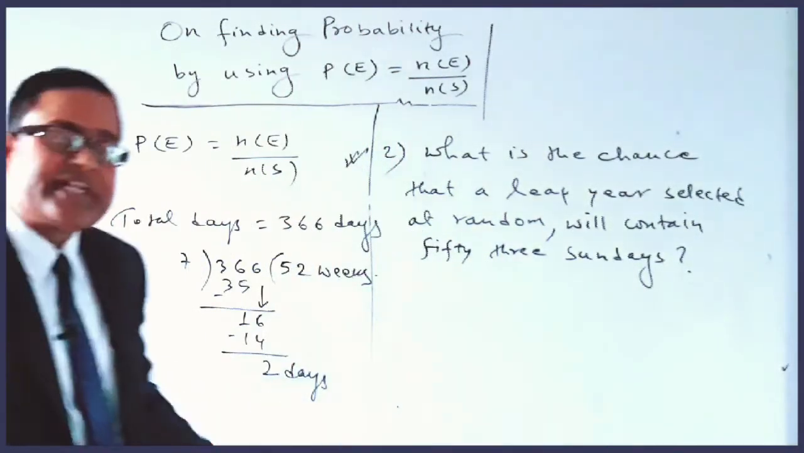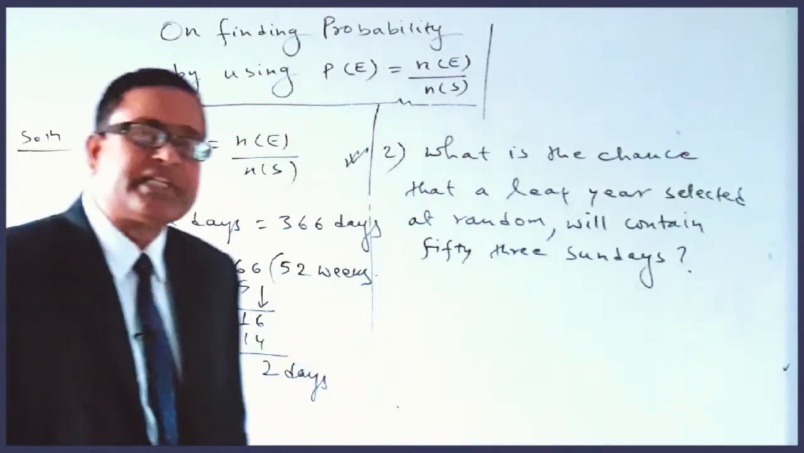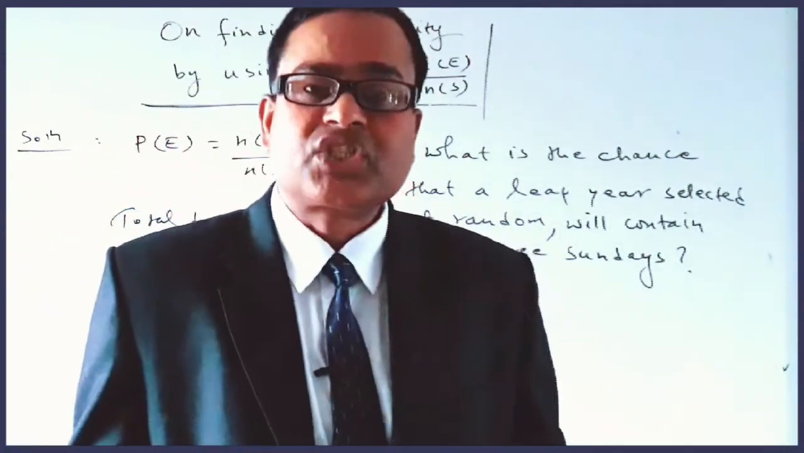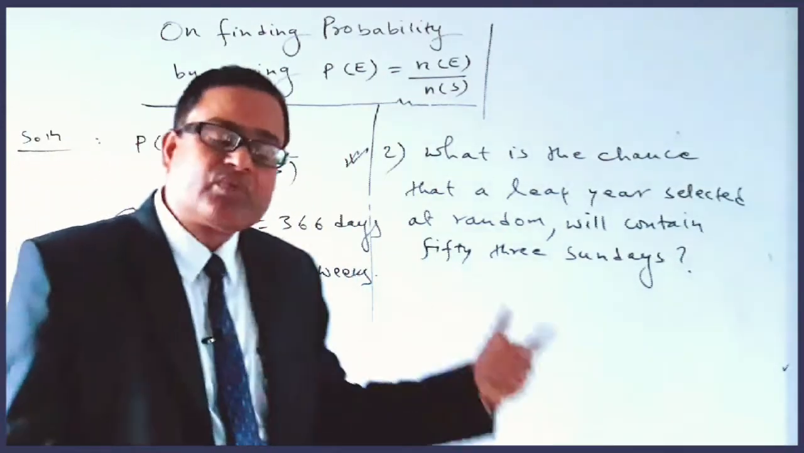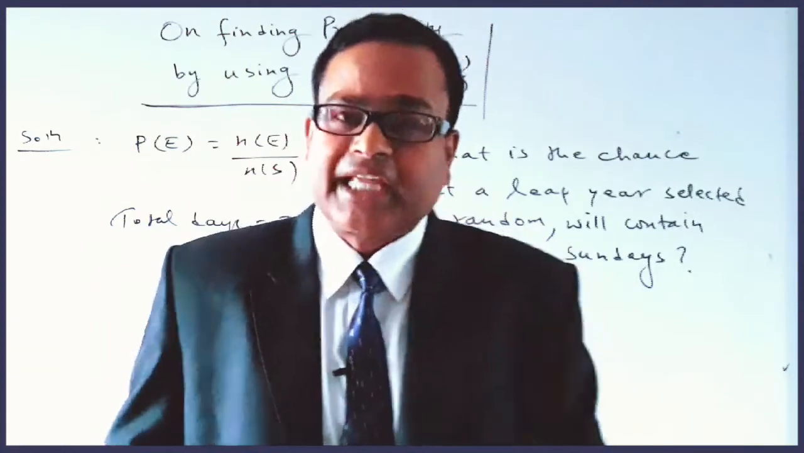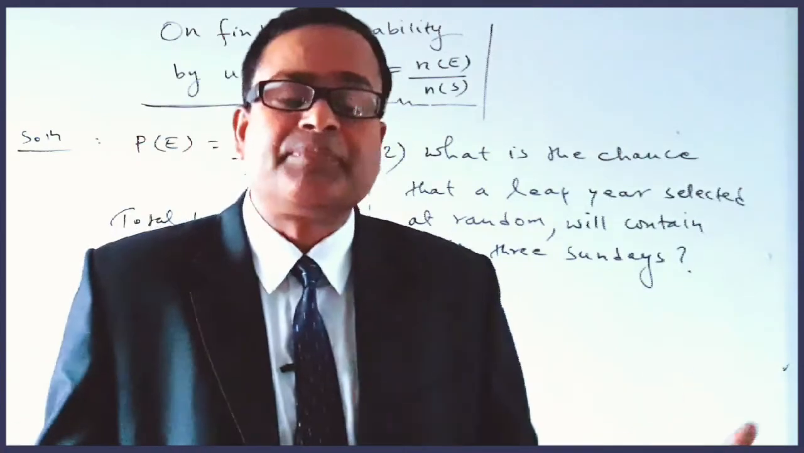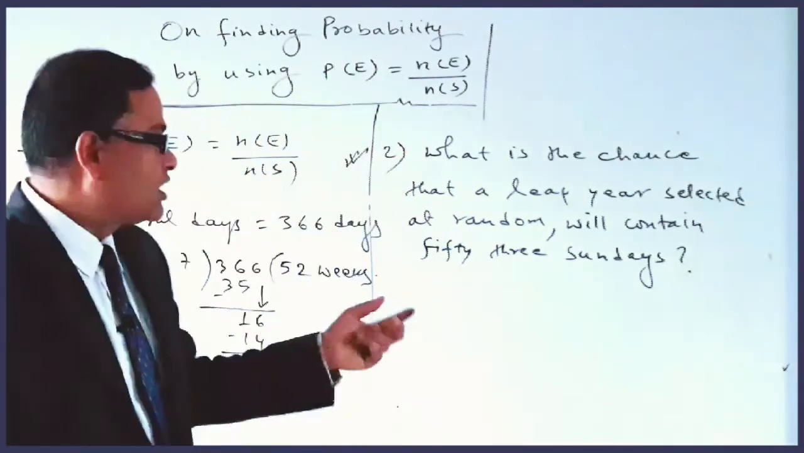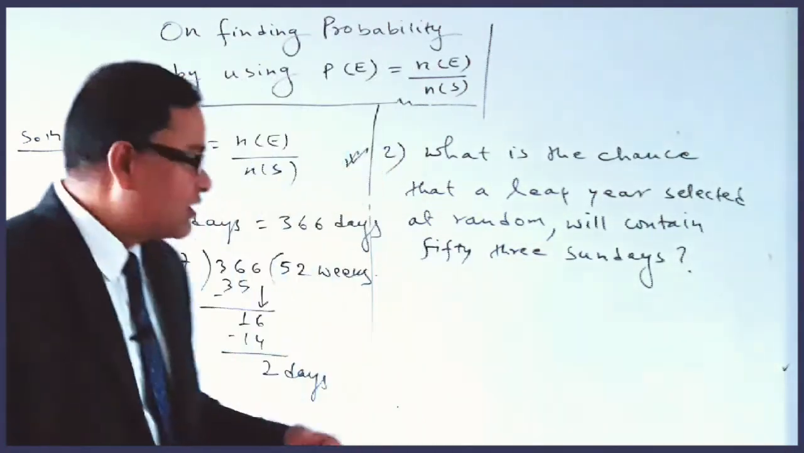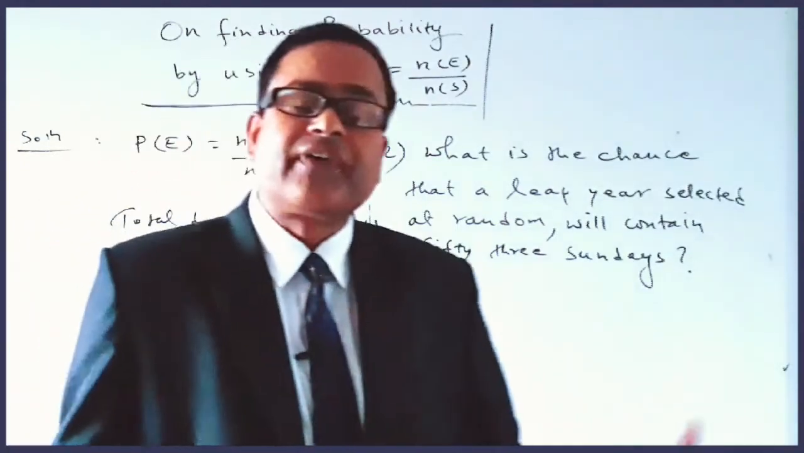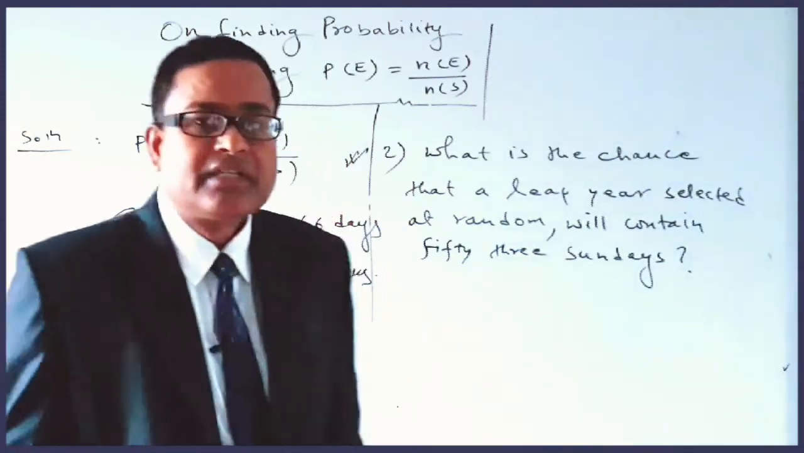Now the extra days, there are 2 extra days, so we have to find the probability of occurrence of Sunday in the extra 2 days. There are 52 weeks, that means there will be 52 Sundays, and the 53rd Sunday we have to find, the probability that a leap year will contain 53 Sundays. So already we have 52 Sundays in 52 weeks of a leap year. Now out of the remaining 2 days we have to find the chance of occurrence of the 53rd Sunday.